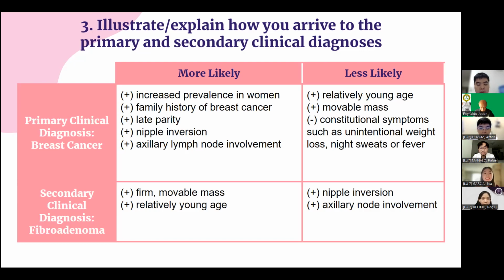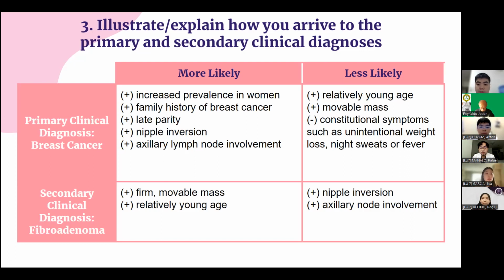Next, the fact that the mass that our patient has is movable points less likely to a breast cancer, because breast cancer lesions are more fixed, diba? But again, these characteristics don't completely rule out breast cancer. And lastly, the fact that our patient does not present with any constitutional symptoms such as unintentional weight loss, night sweats, or fever make it less likely.